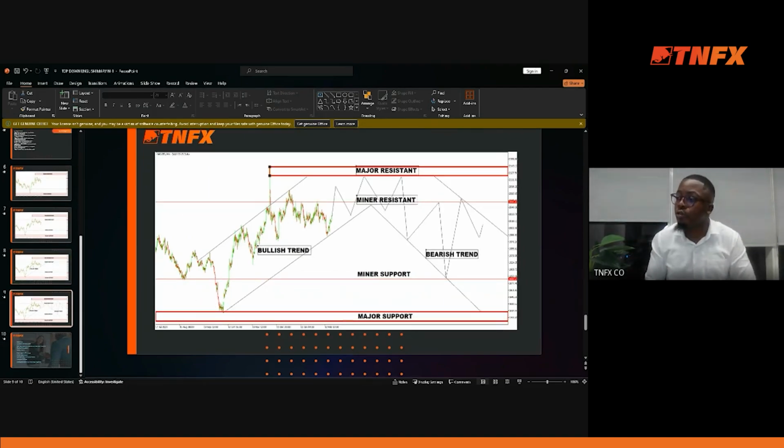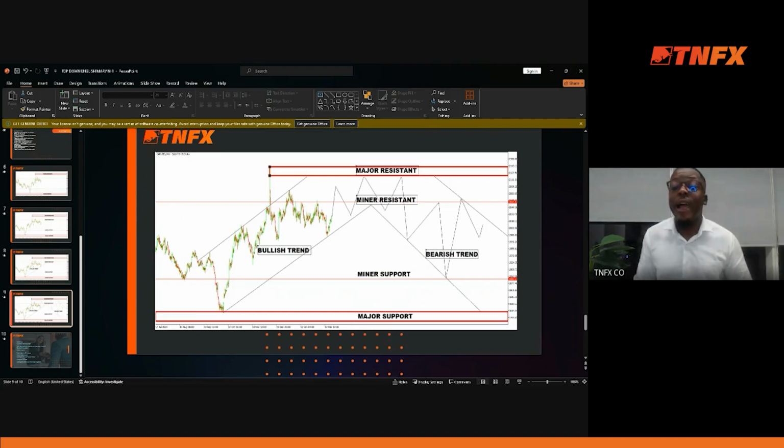So we'll go to the last one, which will include now the bearish trend. We have been focusing on the bullish trend, and we now have the bearish trend, where we will be explaining exactly how you spot it after doing the top-down analysis.